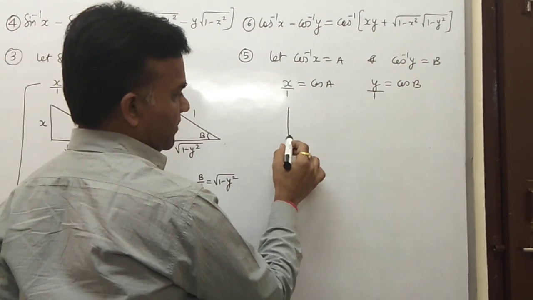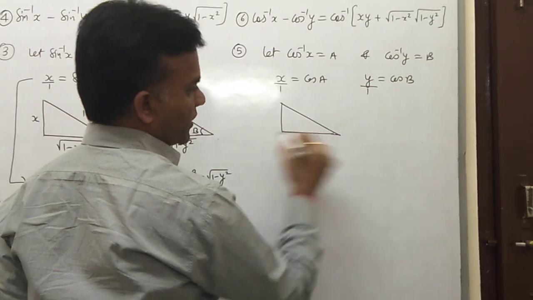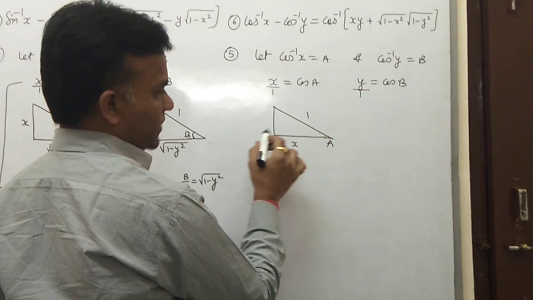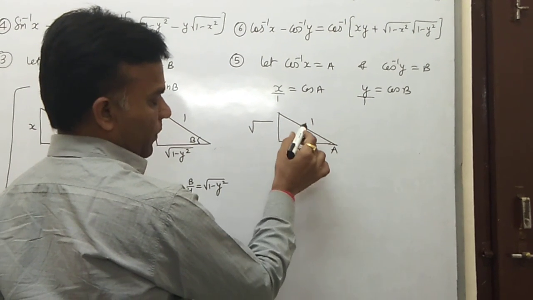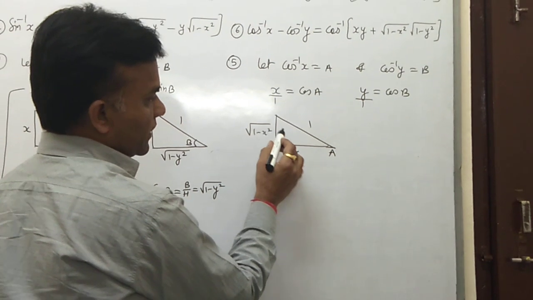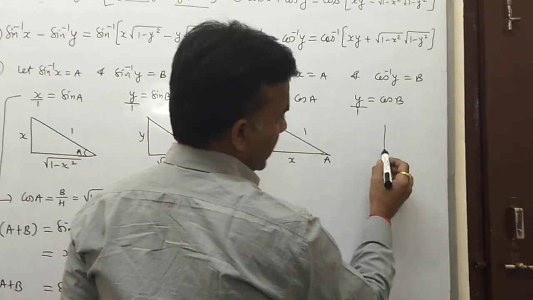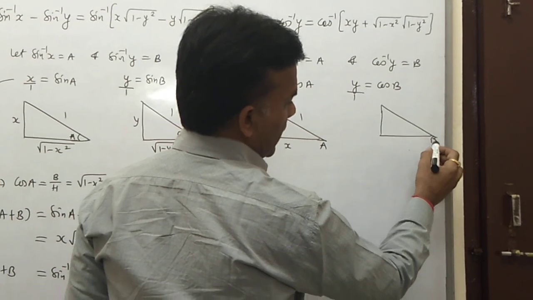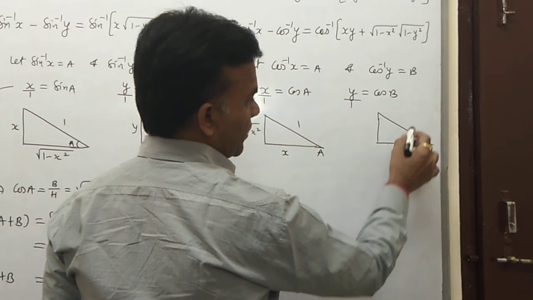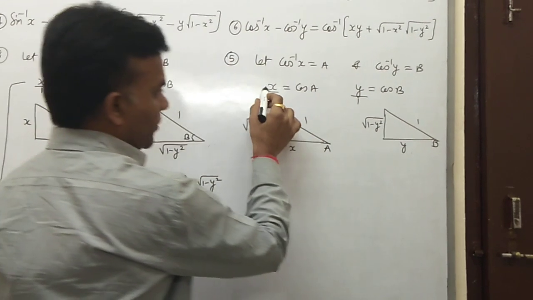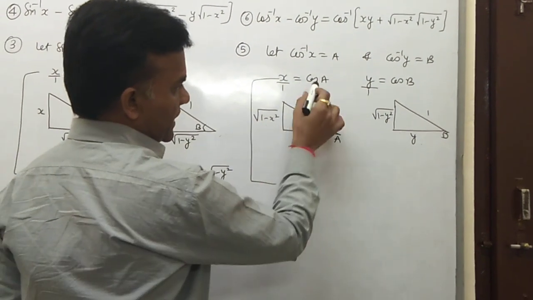Now draw the same triangle, because you find the other trigonometrical ratios. Here is a, you put x, and this value is 1. Now you find the perpendicular, that is hypotenuse square minus base square, so 1 minus x square. Similarly you draw the triangle again, because one value is b, so you write b here, and then y and 1, so the perpendicular is 1 minus y square. And now we know cos a equals x.